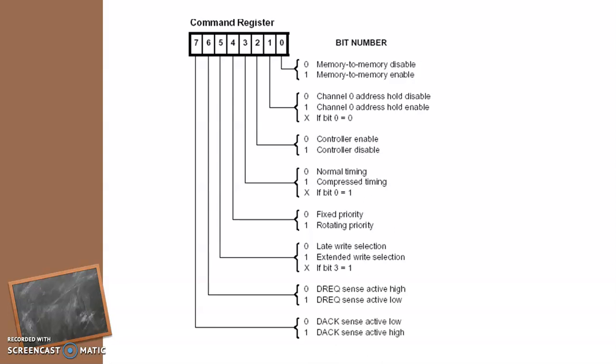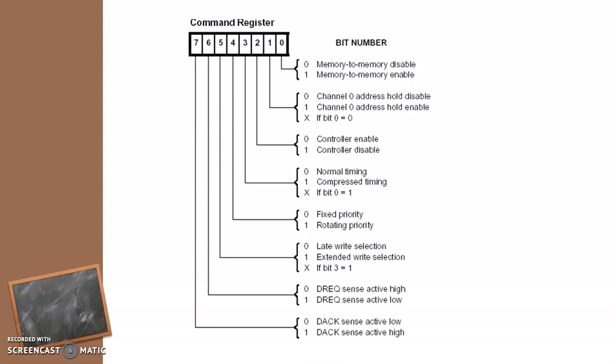Then bit 4 fixes the priority. If the value is 0, then it is the fixed priority, because there are 4 channels, out of which channel 0 will have the highest priority. So either you go for fixed priority or rotating priority, and that can be chosen here.